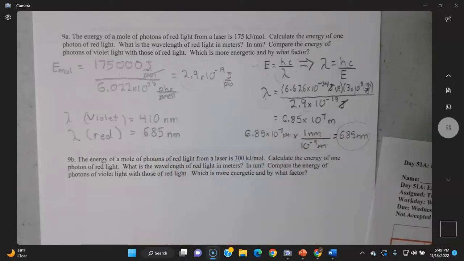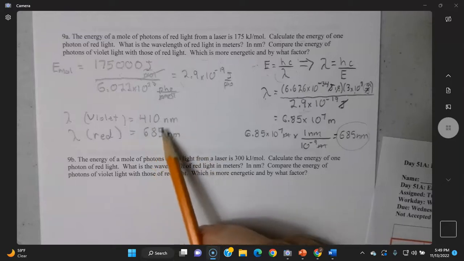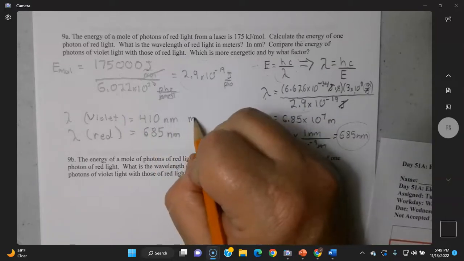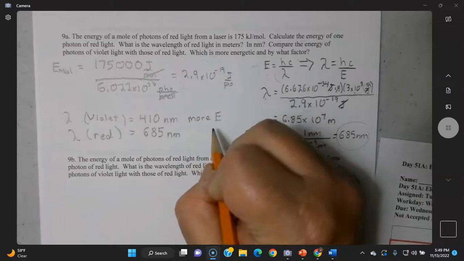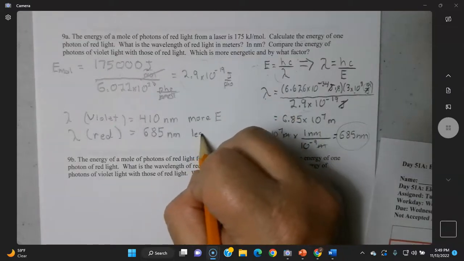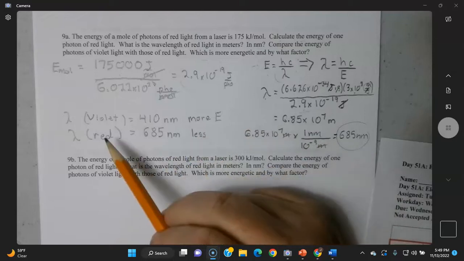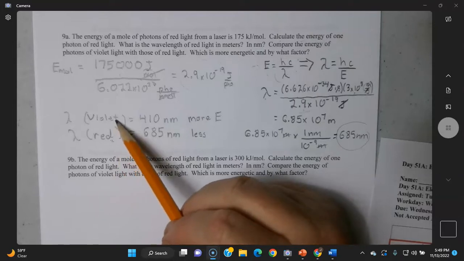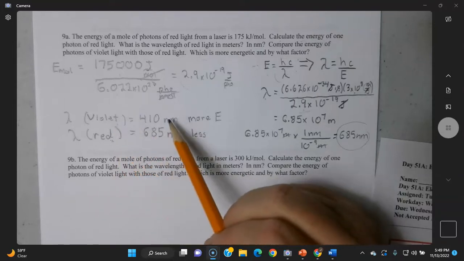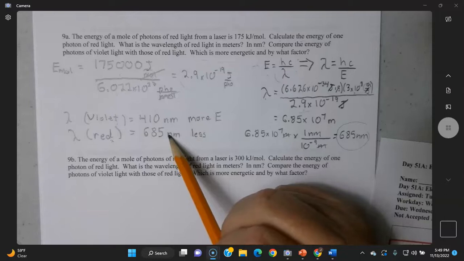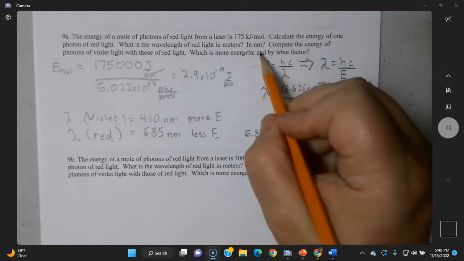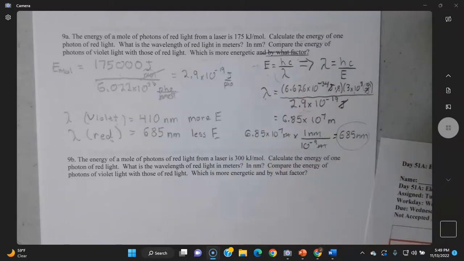Okay, so the shorter the wavelength, the higher the frequency. This is a shorter wavelength than this, so it's a higher frequency, so this is more energy. And this is less energy. And if you look at the electromagnetic spectrum, red is the lowest energy type of visible light, whereas violet is near the very top of energy. So again, shorter wavelength, higher frequency. Longer wavelength, lower frequency. So this is less energy. Okay? And by what factor, don't worry about that part. All right, so that takes care of that.